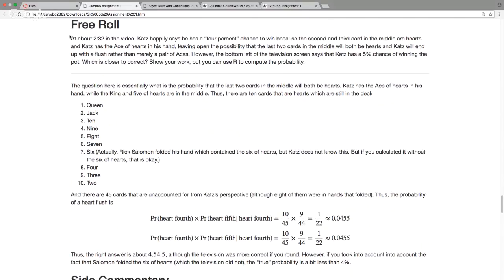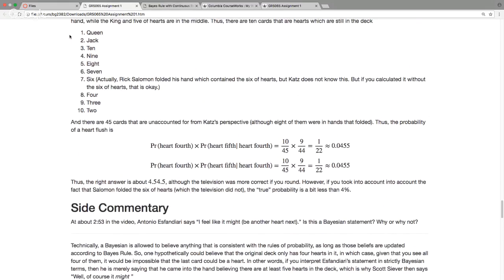But basically it comes down to there being 10 hearts that are unaccounted for, 45 total cards that are unaccounted for, and we need the joint probability that the next 2 are hearts. And that comes out to 1/22. And that's like 4.5%. So really between 4 and 5.